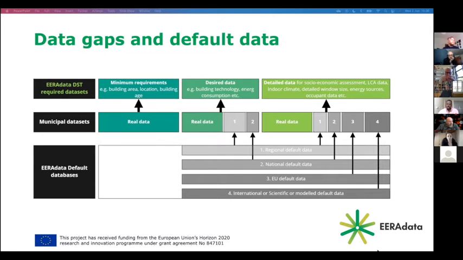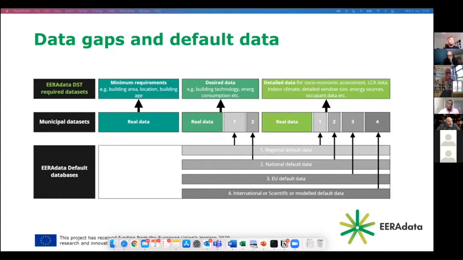Now, this data also comes in three different levels of detail. So that includes minimum requirements. That's the minimum amount of data that's required for the decision support tool to run. Then we have desired data. So this includes additional data, which helps to improve the results or the output from the decision support tool.